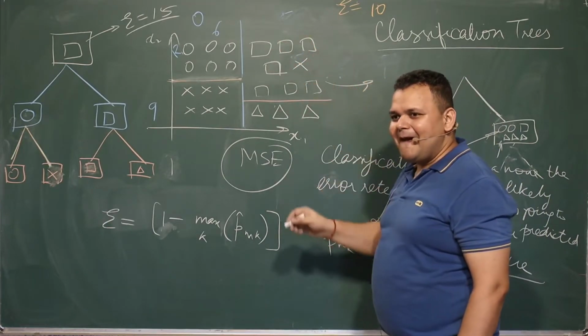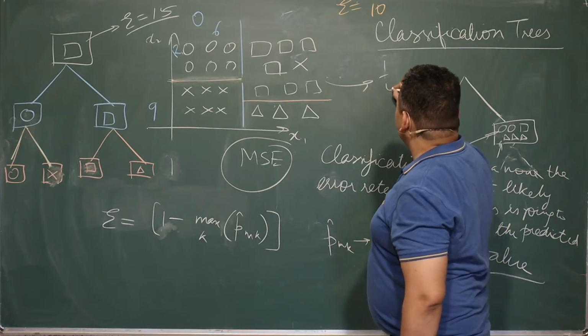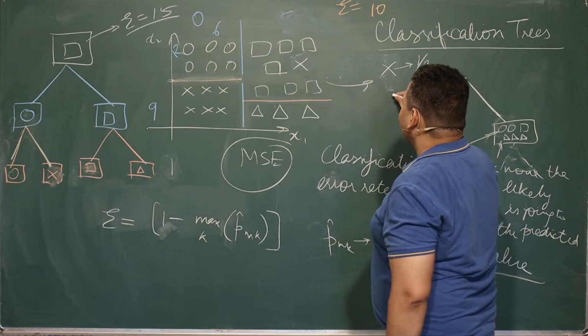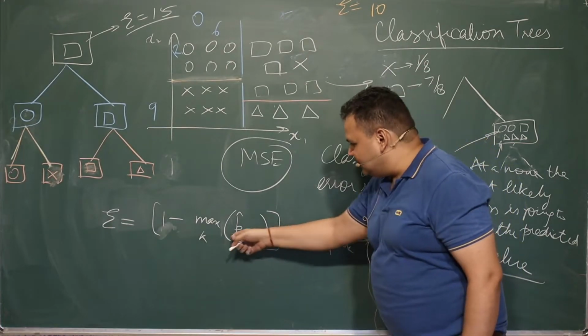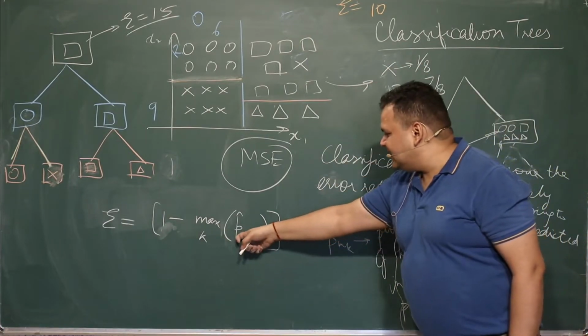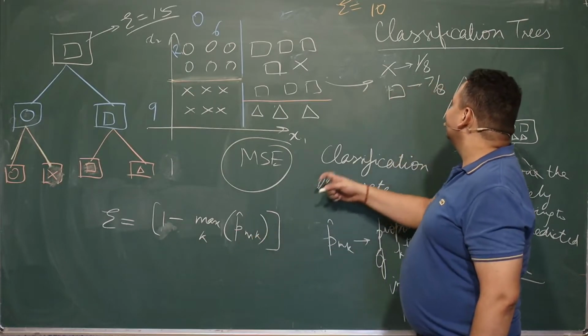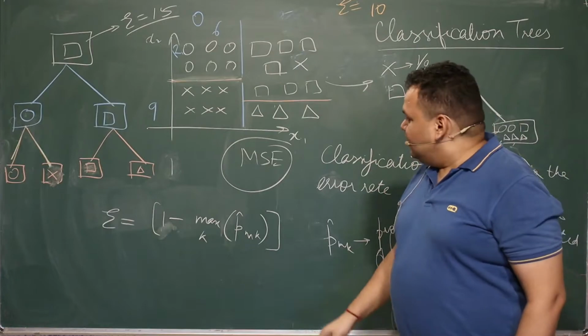इसका proportion क्या है? 1:8 and 7:8. So cross is 1/8 and square is 7/8. Okay. So these are the two proportions, P M cross and P M square. Okay. So these are the two partitions.